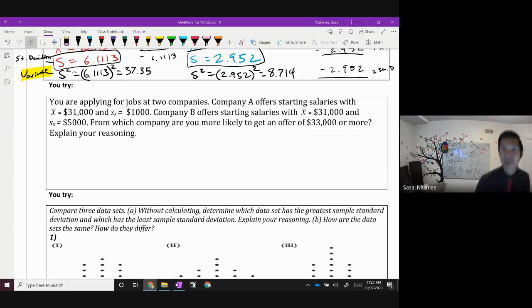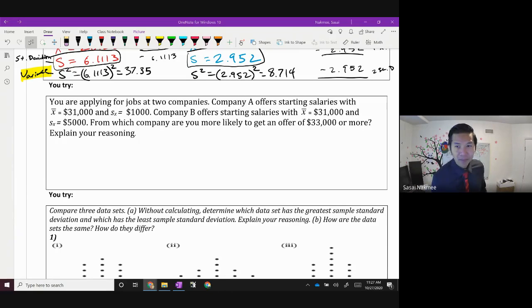And explain your reasoning. I already have someone who voted, and they chose option B for company B. Explain your reasoning. So take a minute and decide which one you would go with. That would give you a better chance at getting $33,000 for your starting salary. Which one would you think? Would company A be the easier chance or company B?